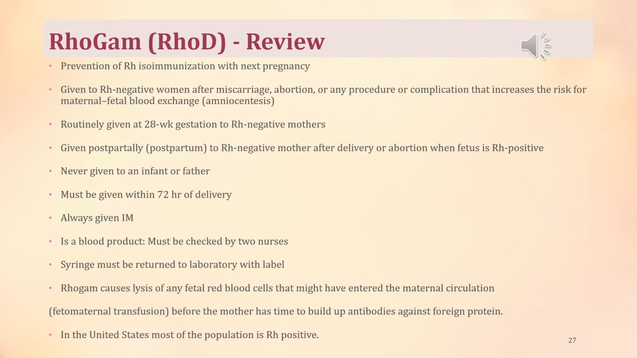If mom has for some reason had a RhoGAM shot in pregnancy, they should actually have a little card. They'll give them a card that says, I had RhoGAM, this is the number, and this is the date when I had it. Okay. So RhoGAM will try to destroy any of those fetal red blood cells that may have entered mom's circulation before mom can build up those antibodies to fight against it.